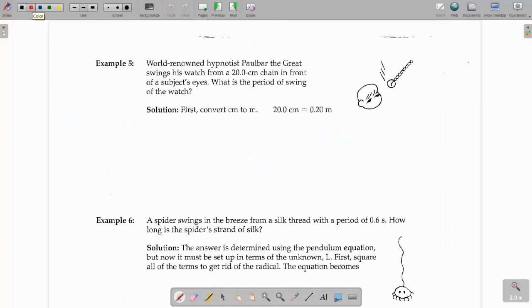Okay, this time it says, world-renowned hypnotist Paul Bar the Great swings his watch from a 20-centimeter chain. So there's a length right there in front of the subject's eyes. What is the period of the swing? So we're solving for period here. It actually does this for us, but it tells us to convert the length from centimeters to meters. So we can actually just go ahead and put that on here. So length is going to be equal to 0.2 meters.